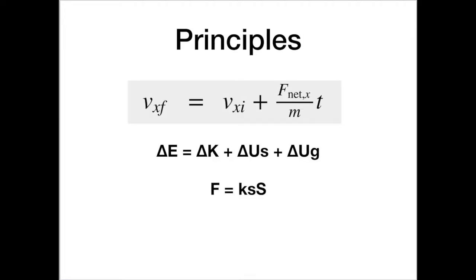Some of the main principles used in this lab were Newton's second law, the energy principle, and Hooke's law. The momentum principle was used to find the spring's new velocity and position. The energy principle, which is the sum of the kinetic, gravitational potential, and spring potential energy, was used to find the total energy of the system. And finally, Hooke's law aided in determining the spring's stiffness and relaxed length of the spring.